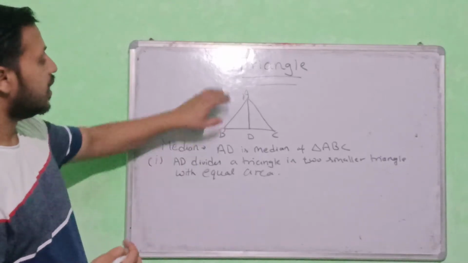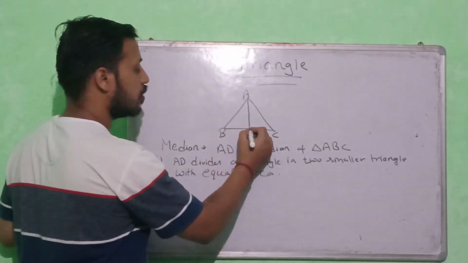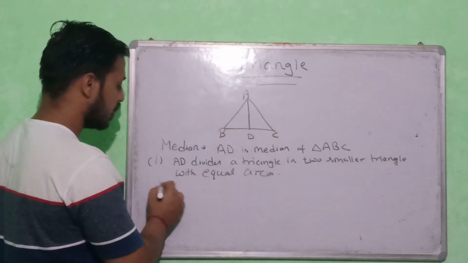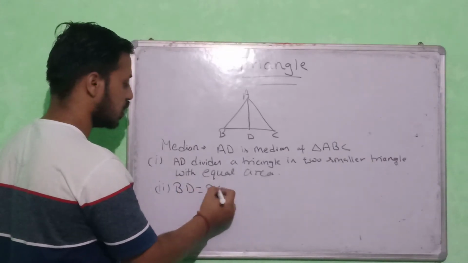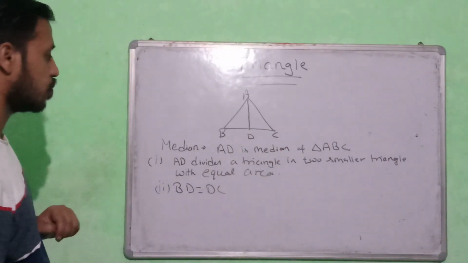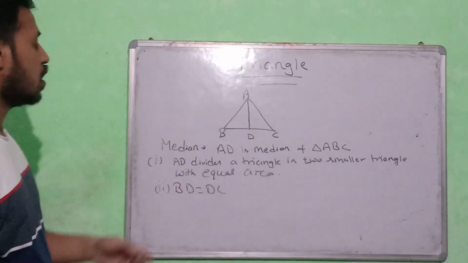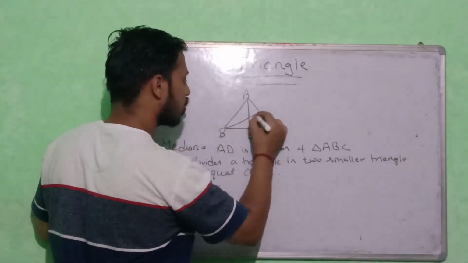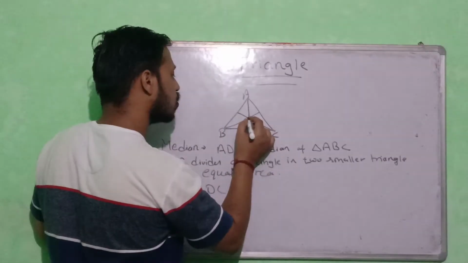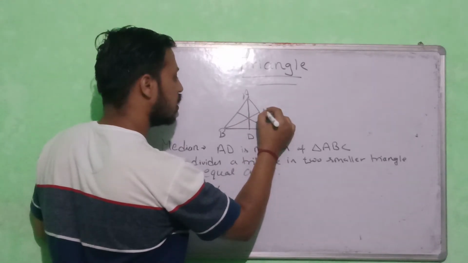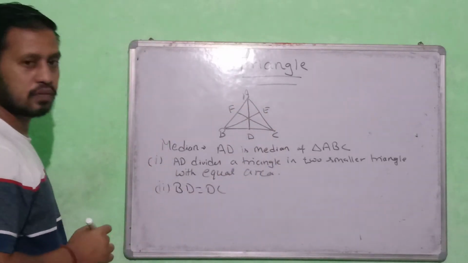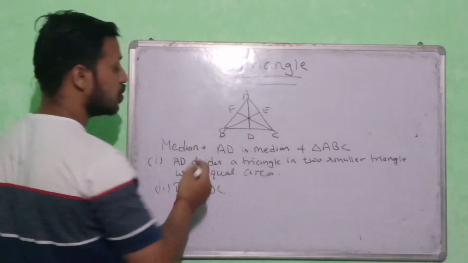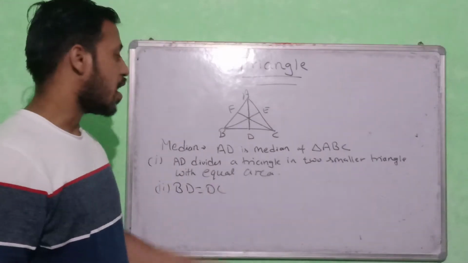What is a median? This AD is a median. It meets BC at its midpoint, so BD equals DC. If AD is the median of triangle ABC, in a similar way you can take a median from the other vertices also, and name it EF. This means a triangle will have three medians.